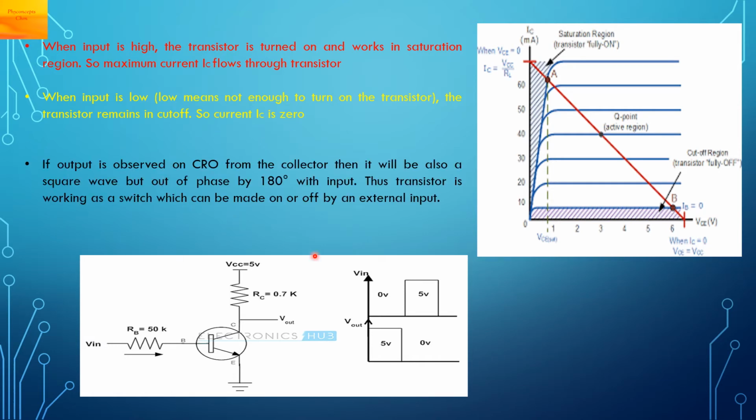Now if you apply a square wave of this form at Vin, the input voltage is changing from 0 volt to 5 volt, then 0 volt to 5 volt, continuously. When the input voltage is 0 volt, you will get a high output voltage, and when you apply an input voltage of 5 volt, which is a high input, you will get a low output. So you will find that the output will be out of phase by 180 degrees with the input.